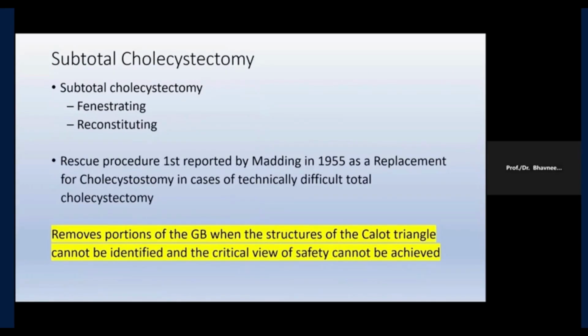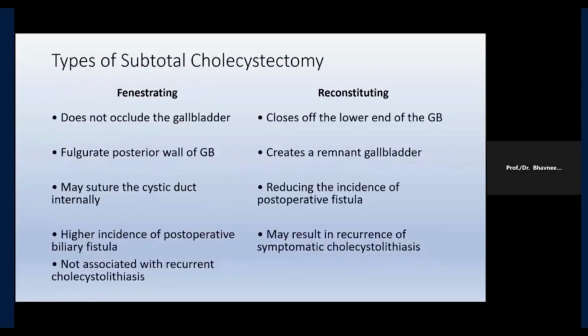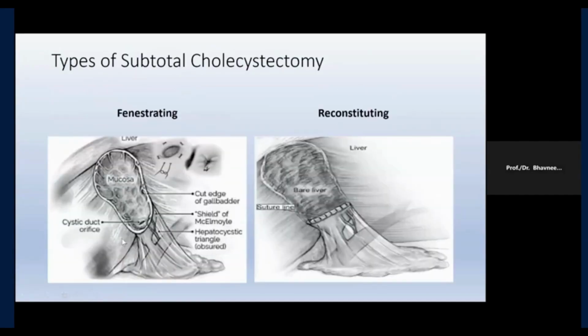The next thing which you can consider is doing a subtotal cholecystectomy. And this is again done in two ways. One is the fenestrating subtotal cholecystectomy, and the other is what we call the reconstituting one. This was suggested way back in 1955 as a replacement for doing a cholecystostomy in open cases. So the idea here is that we are going to remove the part of the gallbladder which we can dissect out safely. And this is usually done when the dissection of the Calot's triangle is difficult and we are unable to achieve the critical view of safety. So two different approaches, as I told you. The gallbladder is not fully removed in both of these cases.